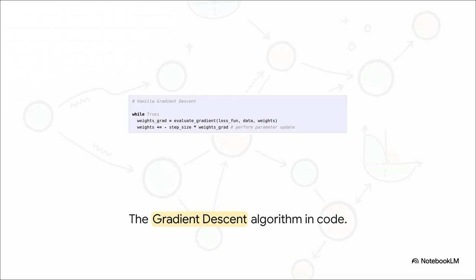This is the vanilla gradient descent algorithm. It's basically an endless loop where the algorithm evaluates the gradient. Now, the gradient is just the mathematical representation of the slope of the ground right beneath its feet. Once it knows that slope, it performs a parameter update. That simply means it changes its weights to take a step in the exact opposite direction of the slope. So it feels the incline going up, and it intentionally steps down.